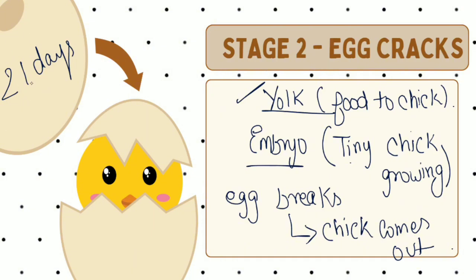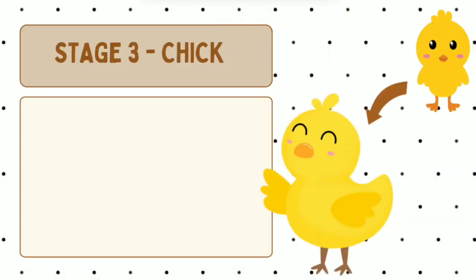So inside these 21 days, this chick will get food through the yolk. And embryo means the tiny chick which is growing inside the egg. Then after 21 days, this egg breaks and comes out as a tiny baby chick. What is the next stage then?